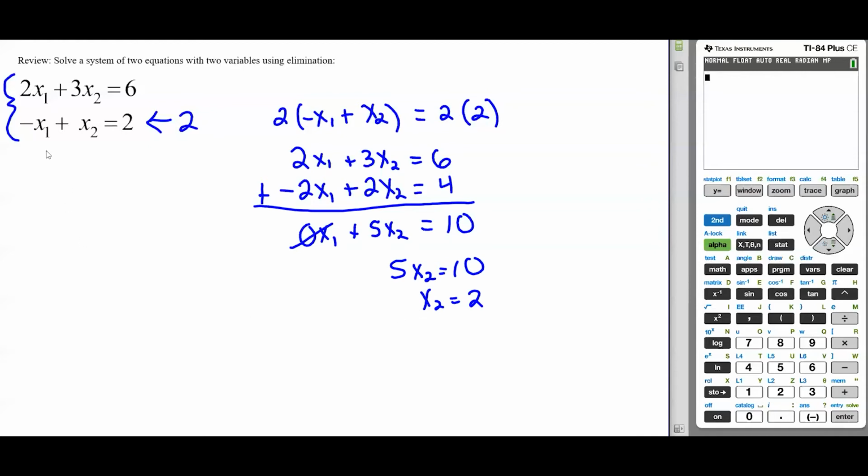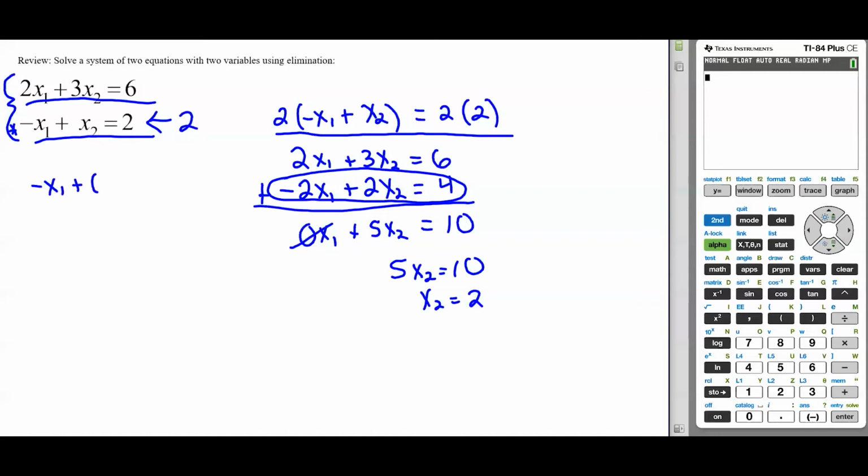So let's plug it into the second equation. Notice that we multiplied that second equation by 2, but this equation is still valid. I mean, the solutions to the system are solutions to this equation and this equation. So we can use either one, or we could also use the first equation. So this equation didn't go away, we just used it to eliminate a variable. And I'm going to plug in 2 for x2 and solve for x1.